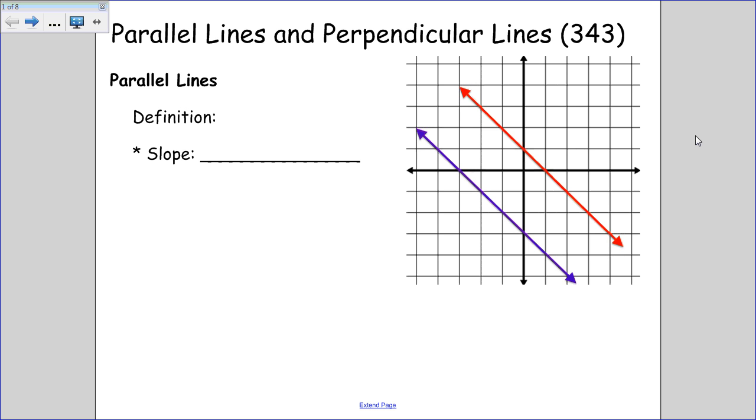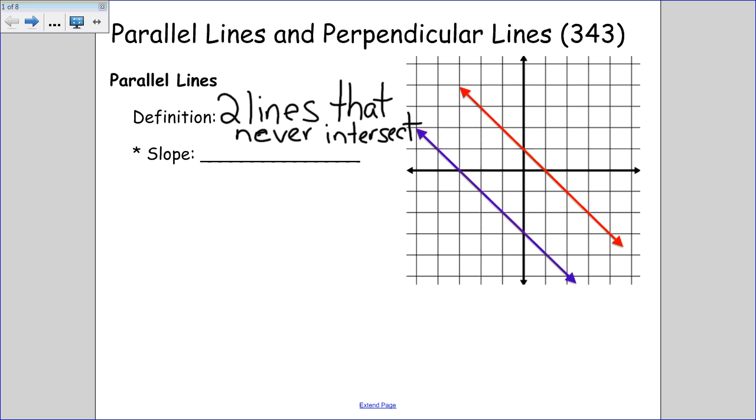We could say, for a definition of parallel lines, that it's two lines that never intersect, right? That will never cross.